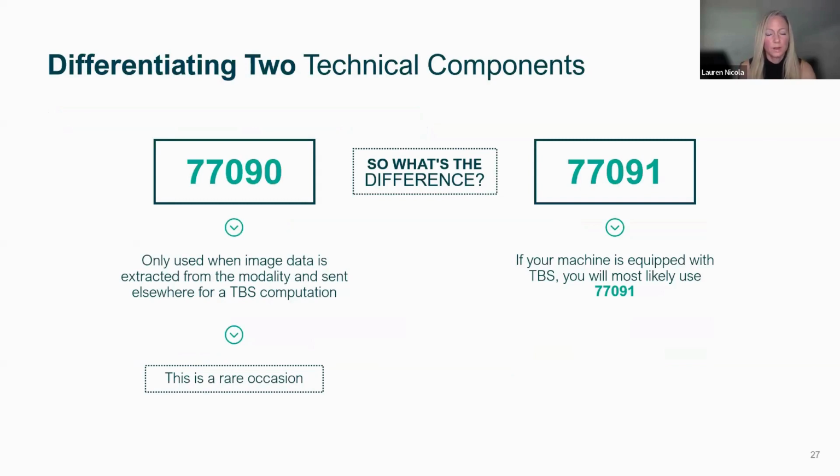Next slide. Okay, so what's the difference between the two technical components? The 90 is uncommonly used. Again, that is when the data is extracted from the modality on site, but then it's sent somewhere else for the actual calculation of the TBS to be done. In practice, at least in the current environment of how TBS is done, that is really uncommon to be done that way. So 99.9% of the time, you'll be billing the 91 if you're doing the technical component of the TBS. So if your DEXA machine has the TBS software incorporated into it, you will most likely be billing the 77091 code if you're not billing globally.